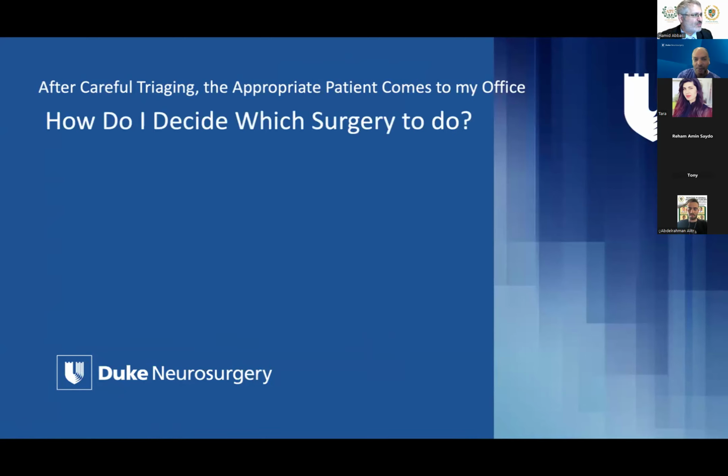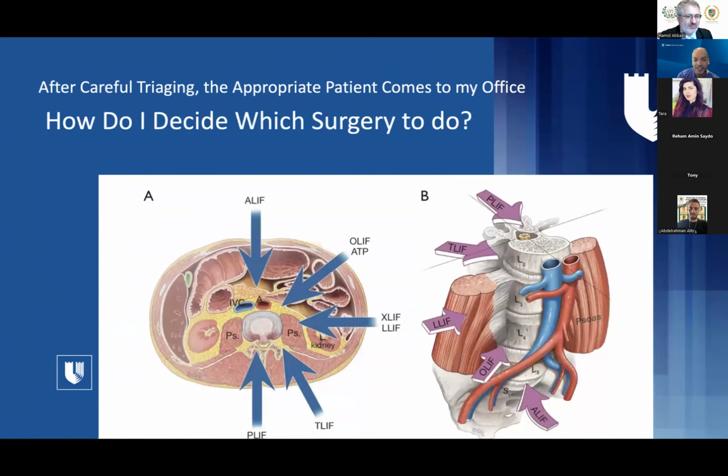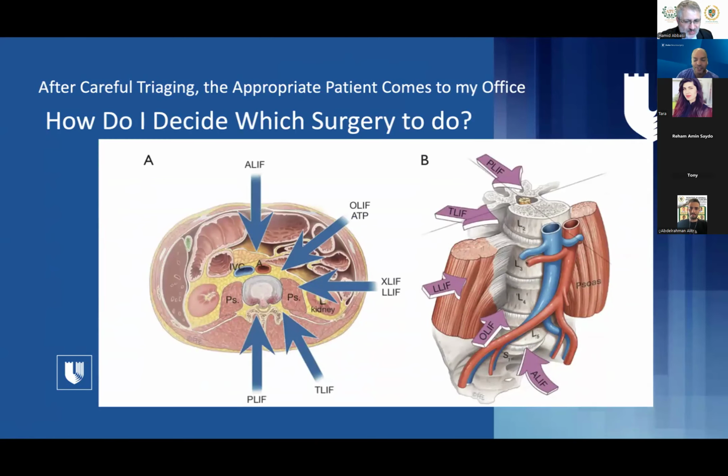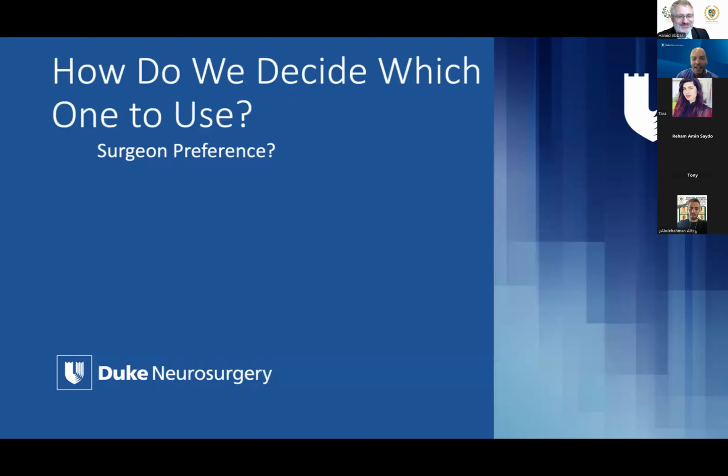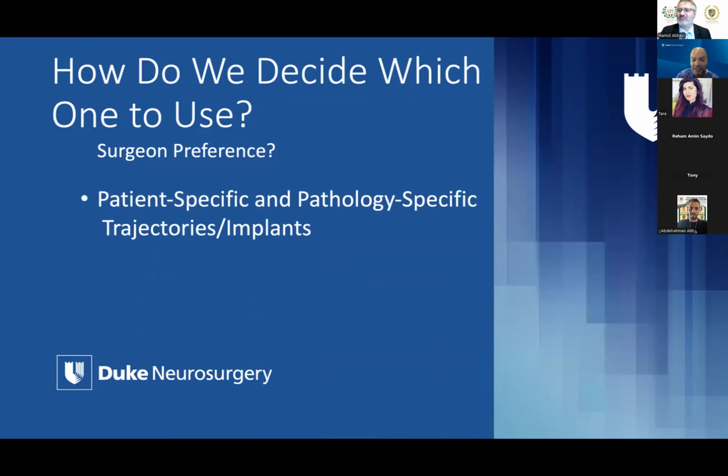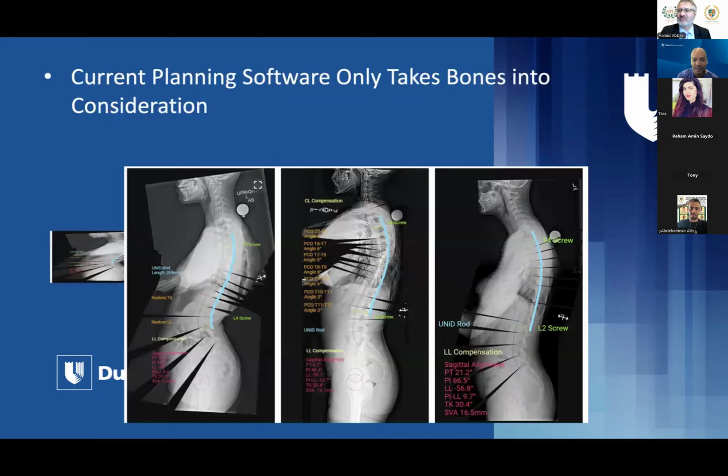when the appropriate patient comes to my office, it's sometimes very confusing. Which surgery should I do? Every day now, there's a new letter added to the LIF: Z lift, A lift, W lift, almost every letter now is being used. And how do we decide which surgeries to do? Should it be based on surgeon preference? Or should it be done on a patient-specific and pathology-specific basis?